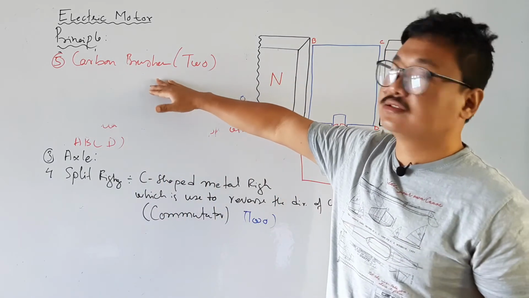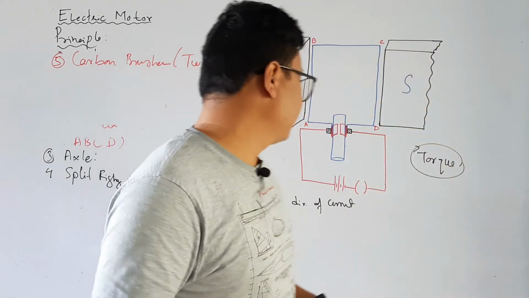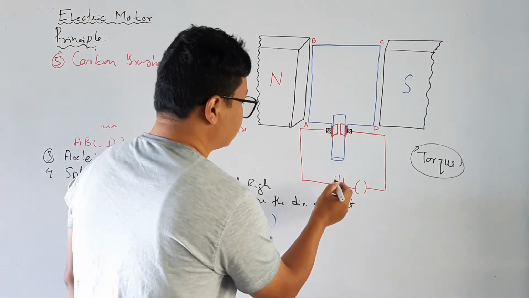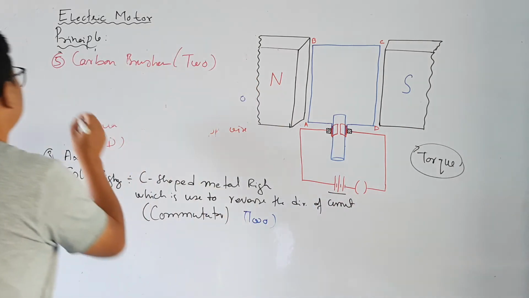Okay, so this is the carbon brush. Now lastly we are going to have this source. Okay, power source.